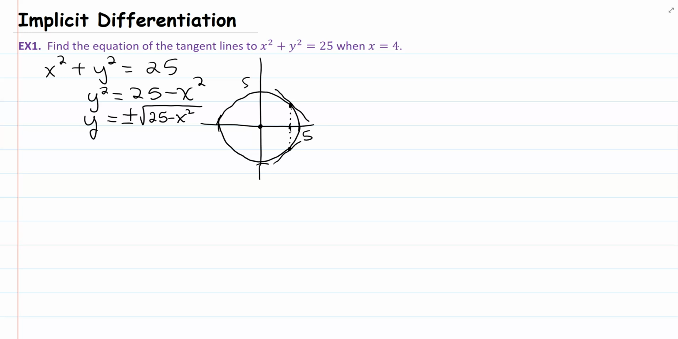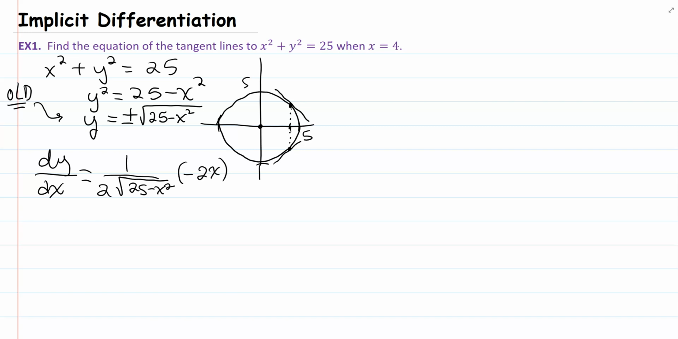So when you're taking the derivative so far, okay, this is old stuff. If you can get it to be y equals, then you can just say, okay, so my dy/dx, let's deal with the positive one first, chain rule will apply here. So the derivative of the square root would be 1 over 2 square root of 25 minus x squared, multiplied by the inside derivative, which is negative 2x.